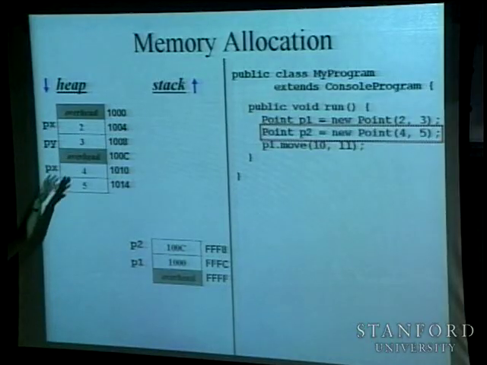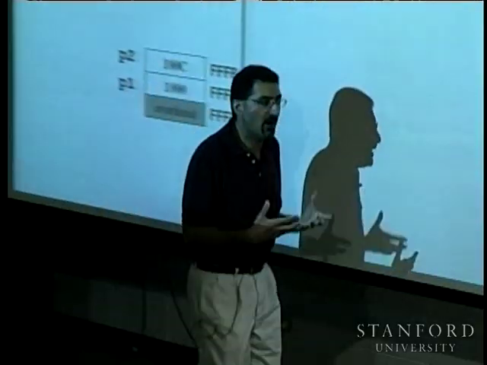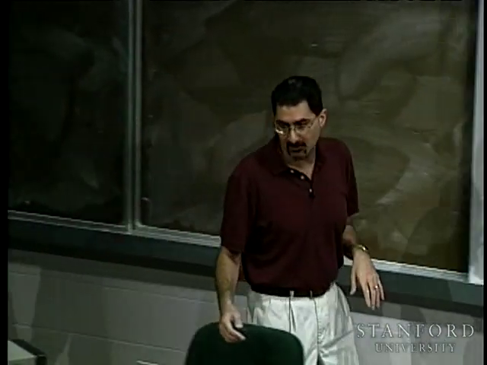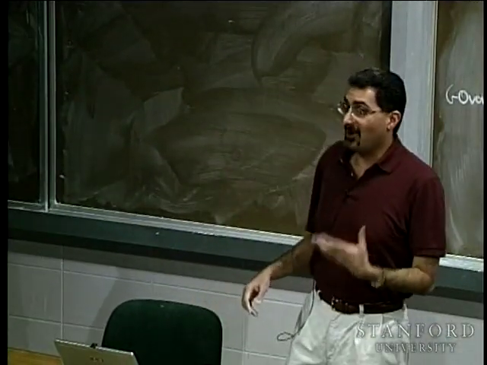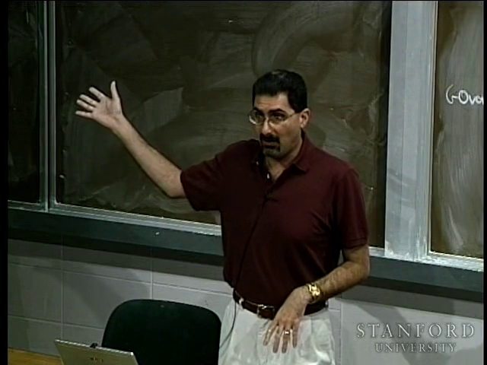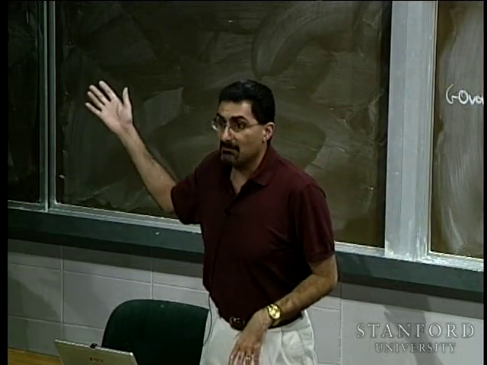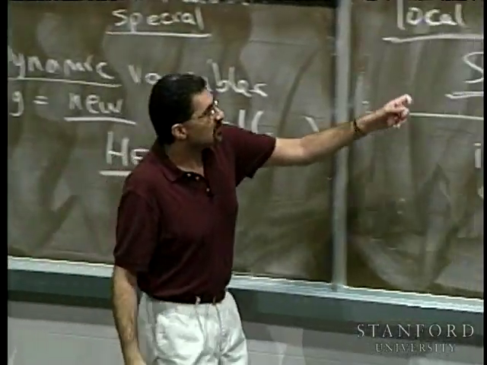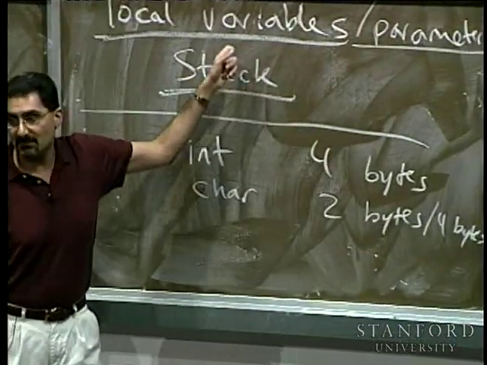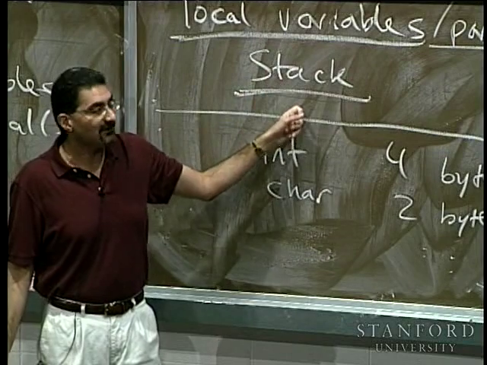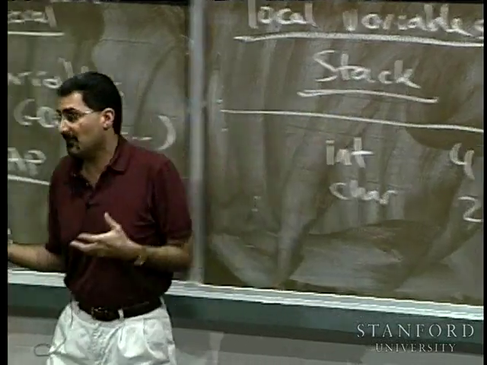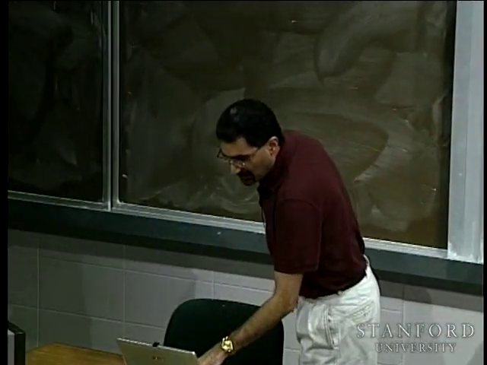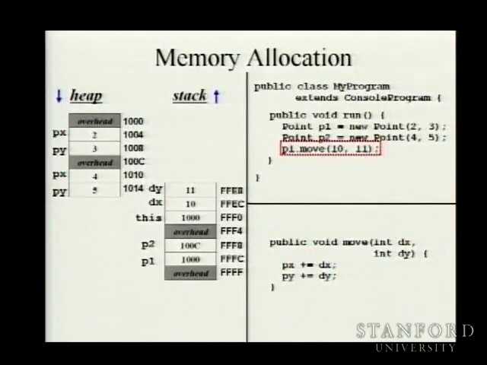All this memory's already been allocated, so any new memory we need requires the heap to keep growing downward. Now, next funky thing. We're going to do a method call. So we're going to say p1.move. When we do a method call, we're going to have some parameters and some local variables, which means we're going to have to allocate some memory on the stack for that method call. So when we start the method call, we say, hey, p1, I want you to move yourself by 10, 11.